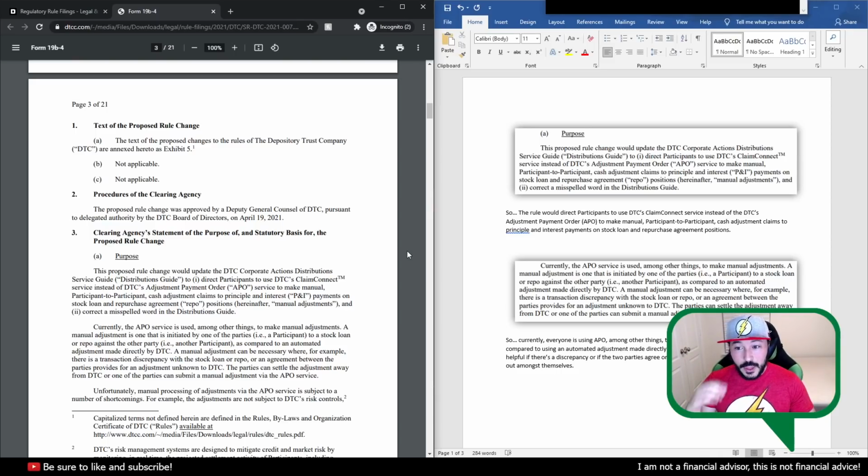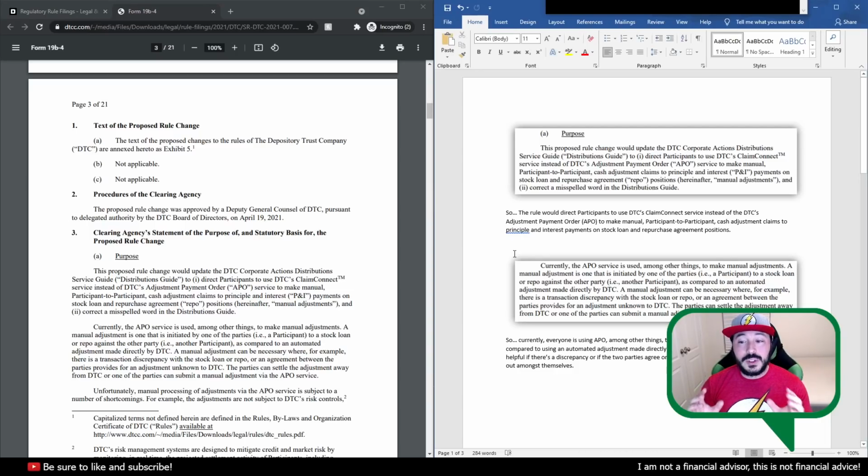So the purpose of this rule. I'll just go ahead and read down here, and you can find this filing as well. Basically this rule would direct participants to use the DTC's ClaimConnect service rather than the adjustment payment order service that they're currently using. And this is to make manual participant-to-participant cash adjustment claims for payments, like principal payments and interest payments on a stock loan and a repurchase agreement position. Essentially, they're using APO right now, and this is saying, let's switch over to ClaimConnect.